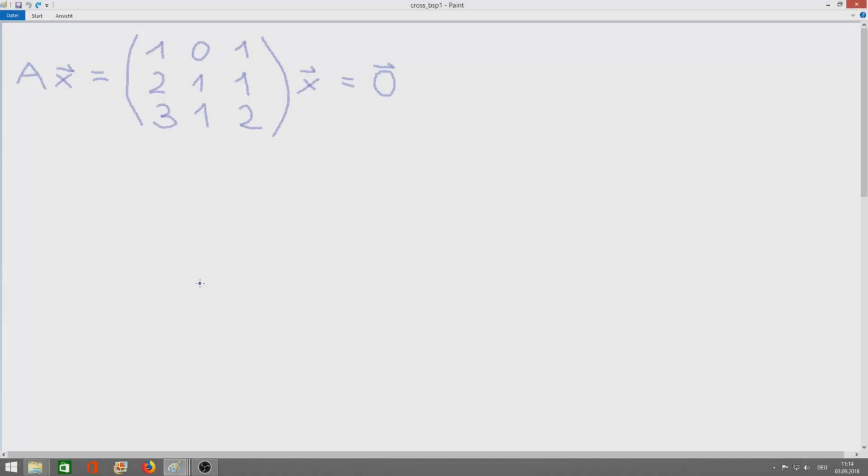Okay, let's start with an easy task. We want to solve this linear equation system by using the cross product. I'm sure some people already know this approach. We just pick two linear independent rows of this matrix, for example the first row and the second row, and calculate the cross product of these two rows.